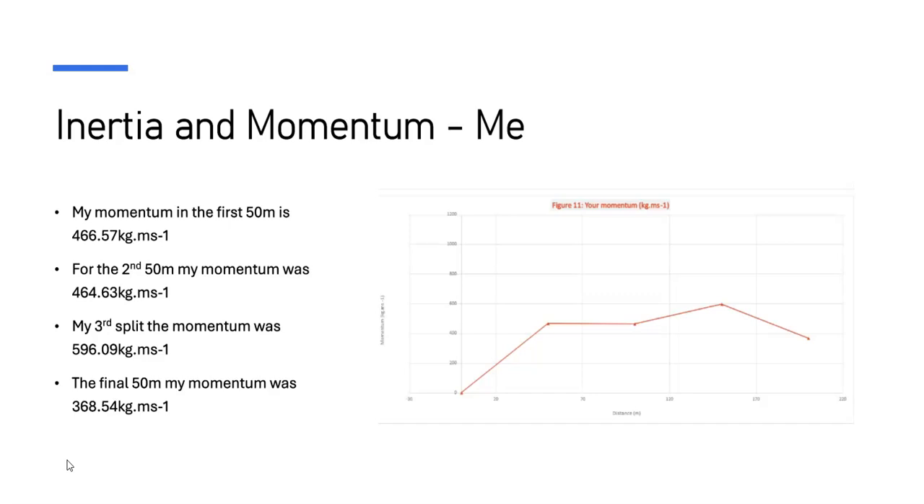In the final 50 meters, my momentum was 368.54 kg·m/s. This was my lowest point of momentum as I started to fatigue and slow down, and my velocity decreased. Overall, Usain Bolt and Amber Anning had similar momentum results, as their highest momentum was in the second split when they reached their max velocity, and then it started to decrease as they fatigued.